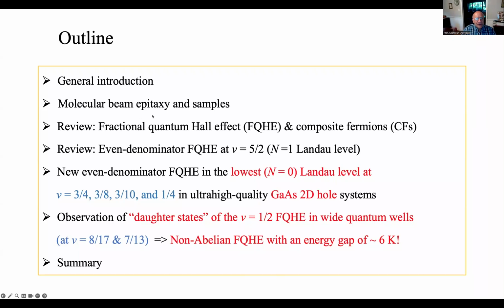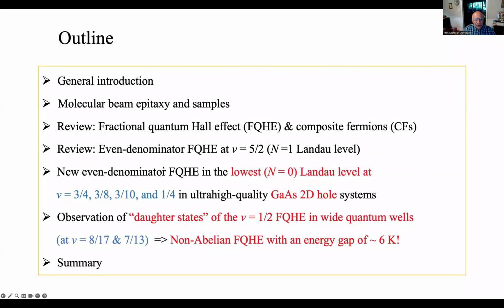So here is the outline of my talk. I'll talk about molecular beam epitaxy and the samples, the recent breakthrough we have had in making the best samples essentially in the world. And these are now showing unusual new states. To understand the data, I'd like to tell you a little bit about the quantum Hall effect, especially the even-denominator fractional quantum Hall effect. These are the states that are believed to be non-abelian. These are in the n equal to 1 Landau level. This all becomes clear in a few slides.